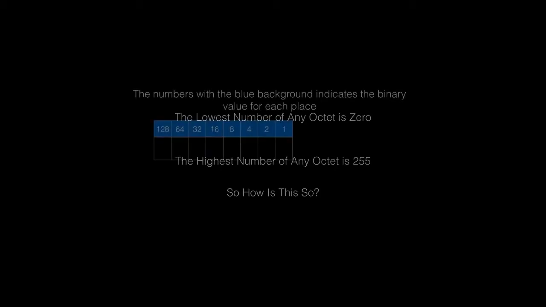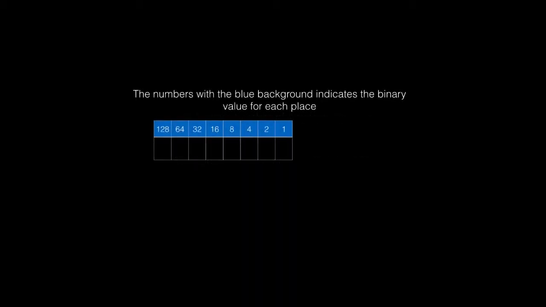The lowest number in any octet is 0. The highest number in any octet is 255. So how is this so, you may ask? Well, let me show you. The numbers with the blue background indicate the binary value for each place: 128, 64, 32, 16, 8, 4, 2, and 1.